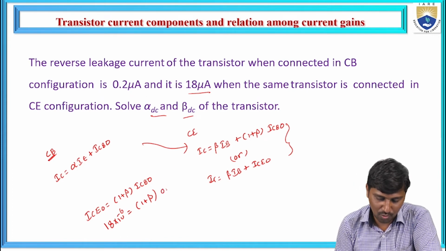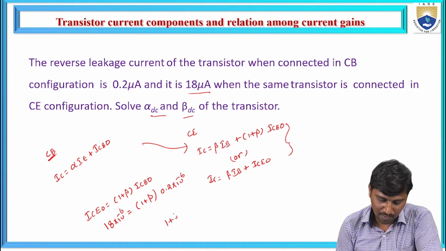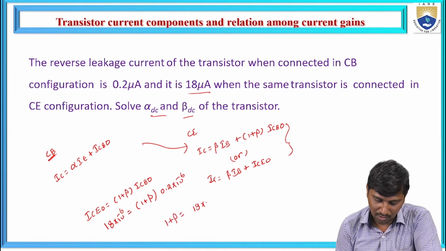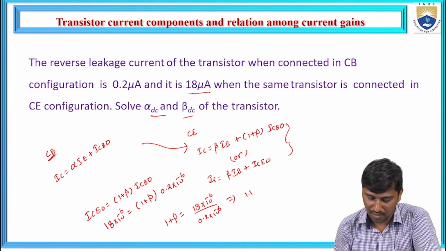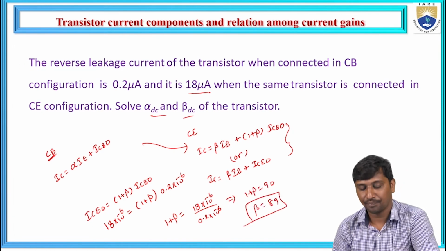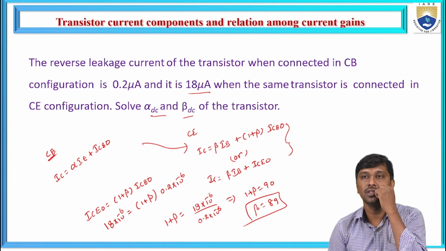That is 0.2 microamperes. Now from this we can write 1 plus beta is equal to 18 into 10 to the power of minus 6 by 0.2 into 10 to the power of minus 6. That gives 1 plus beta is equal to 90. So beta is 89. So we observe this beta value.